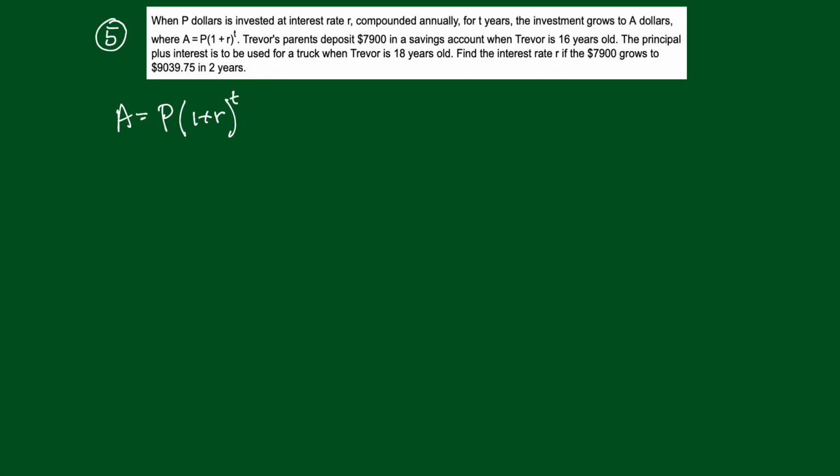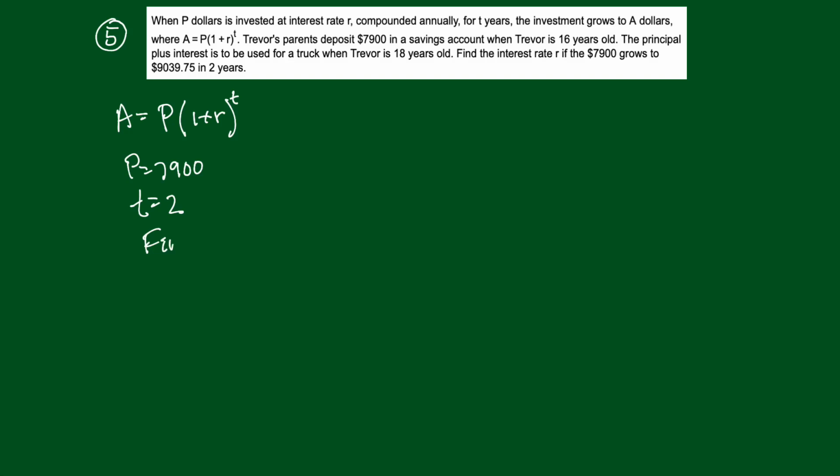Now we are told that Trevor's parents deposit $7,900 into a savings account. So here's what we know. P is equal to $7,900. That's the principal, the amount that you invest when Trevor is 16 years old. The principal plus interest is to be used for a truck when Trevor is 18 years old. So how many years is this? This is 2 years, from 16 to 18. Find the interest rate.